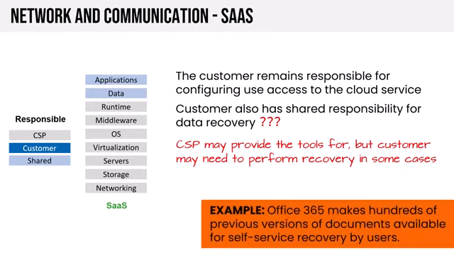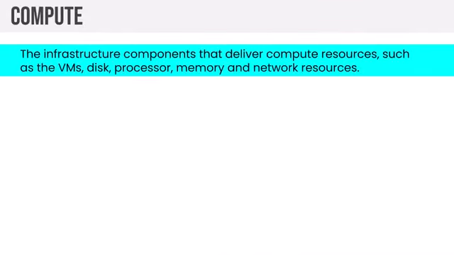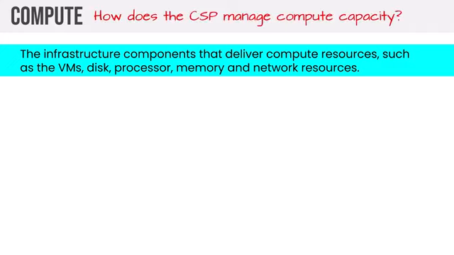Perfect example, in Office 365, users have access to hundreds of previous versions of a document available for self-service recovery right there from within Microsoft Word or PowerPoint, but the user must perform that recovery themselves. Next, we have compute, the infrastructure components that deliver compute resources like our VMs, disk, processor, memory, and network resources for customers. So how does the CSP manage compute capacity?